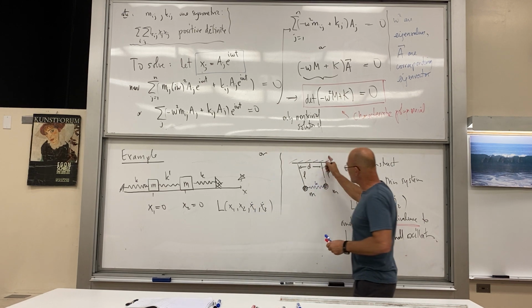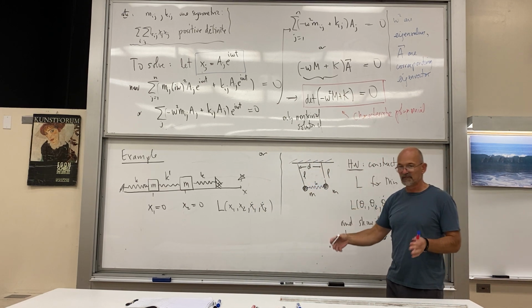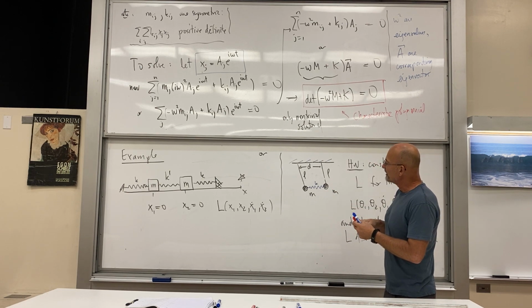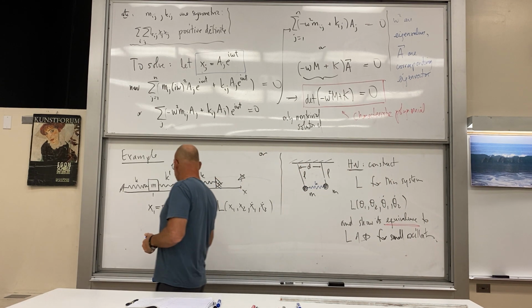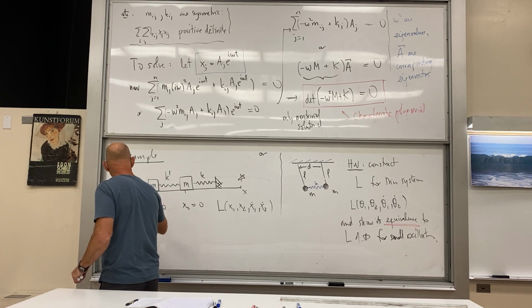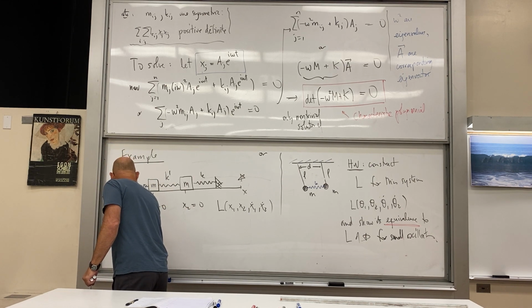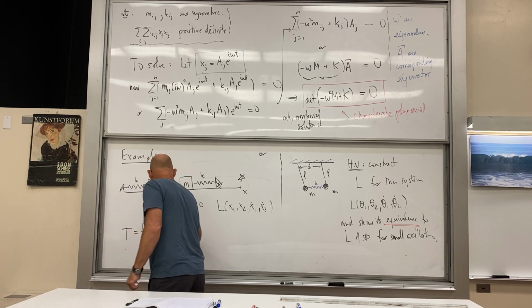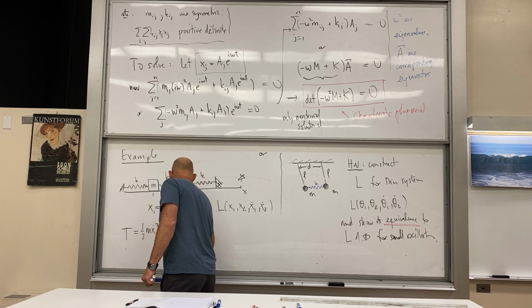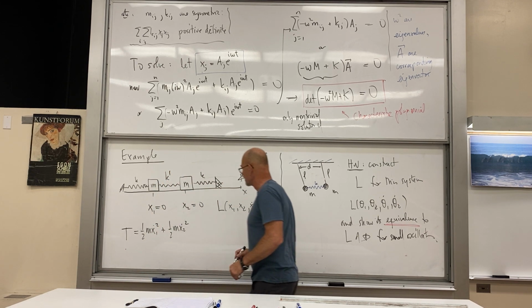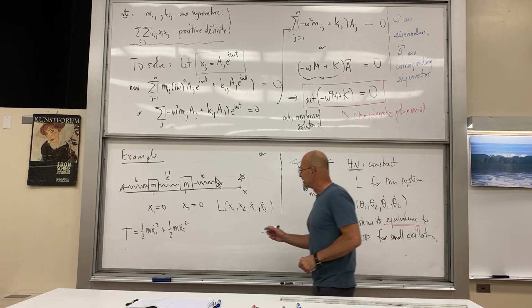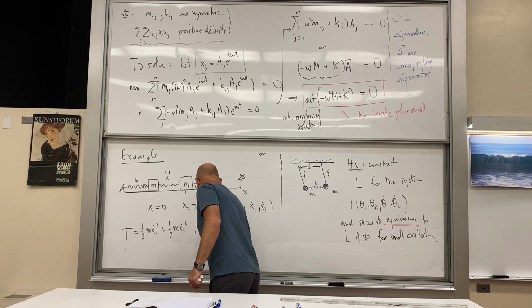And by the way, this is the one I'm going to bring into class and demonstrate to you. Very interesting problem. Okay, so we want this Lagrangian, and here is how it goes. The kinetic energy is just a half m x1 dot squared plus a half m x2 dot squared. Okay, that's done.